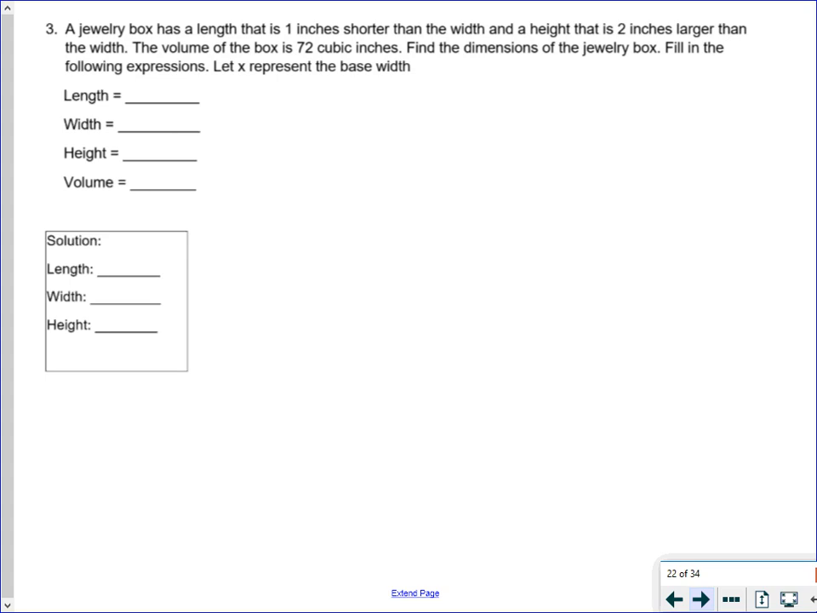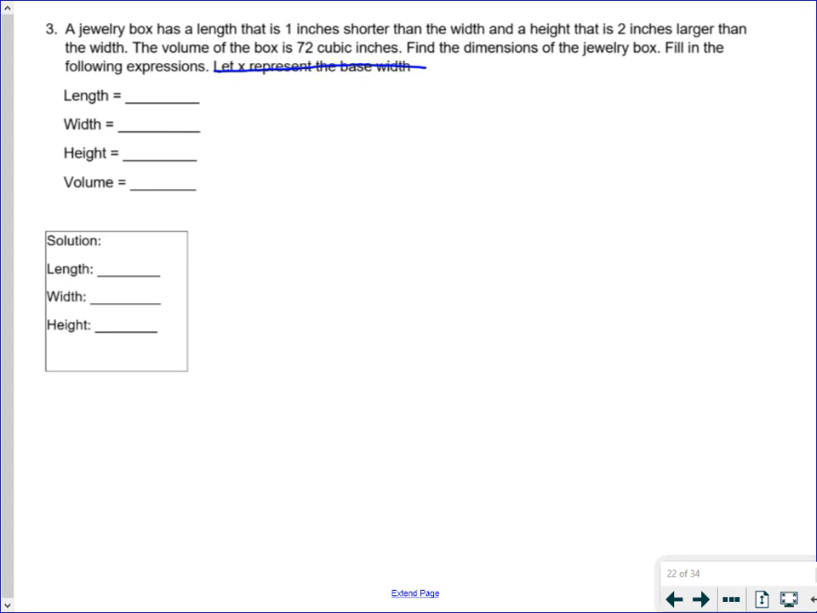Okay? Let's go ahead and do number 3. We're told a jewelry box has a length 1 inch shorter than the width and a height 2 inches larger than the width. The volume of the box is 72 cubic inches. We need to find the dimensions of the jewelry box. So we're going to ignore the part where it says let x represent the base width, because we need to be able to figure that out by ourselves.